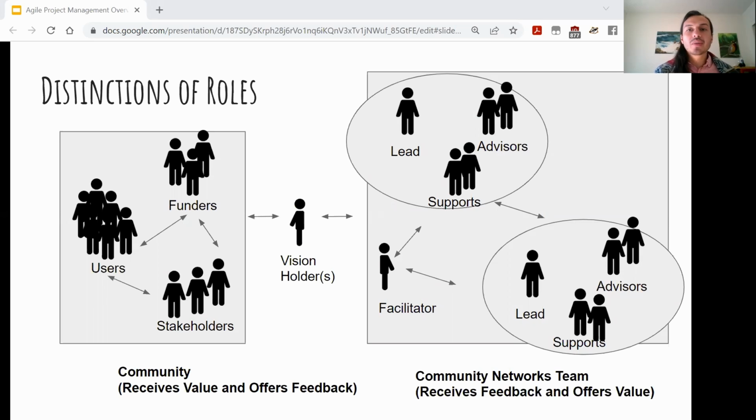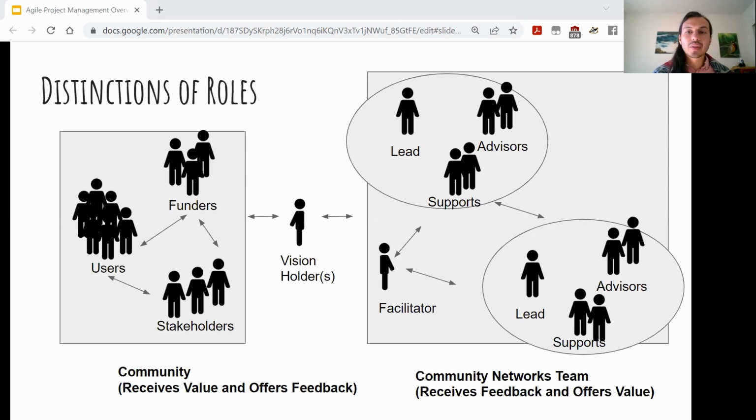The wider community is represented on the left as an interaction between users, funders, and stakeholders. A user is someone in the community that stands to benefit from the value produced by the community organization. A funder is someone with the resources to contribute to the projects, and a stakeholder is someone with a vested interest in the long-term work of the community organization. And these are not mutually exclusive roles, as someone can be two or more of the roles simultaneously. I will give some examples of this in my next slide.